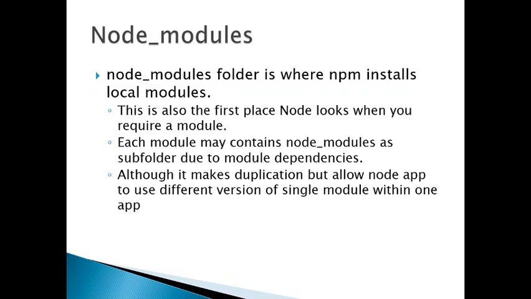Each module may contain node_modules as a subfolder. Although it makes duplication, it allows a node application to use different versions of a single module within one app. So you can use one version of the colors module in one place, and a different version of colors in the same project in a different node_modules folder. So there can be two different versions available in your project.